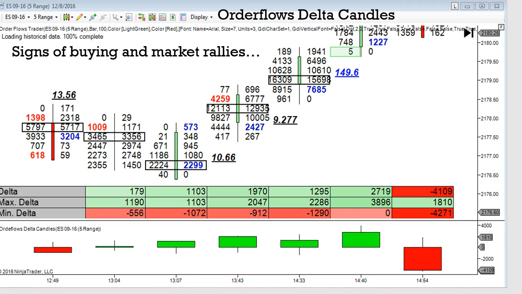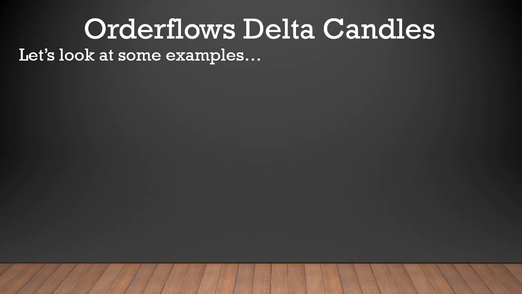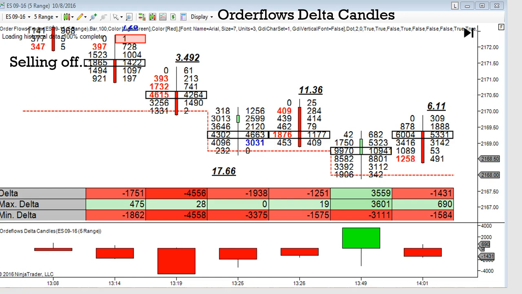So let's take a look at a bunch of examples here, just to give you an idea of how things develop with delta and the delta candles. You see here the market is selling off. This is a 5-range G-mini. And what do you got? You got all negative deltas. The market's coming down into the lows. The red line is making new lows.